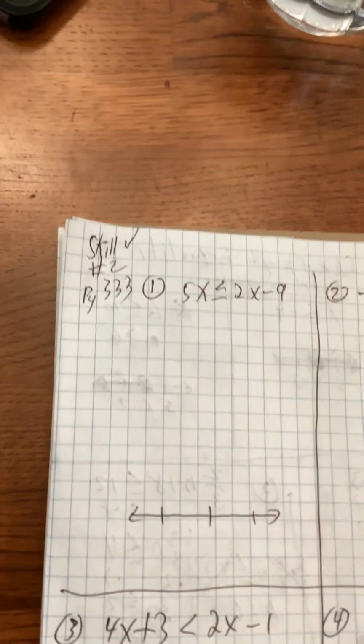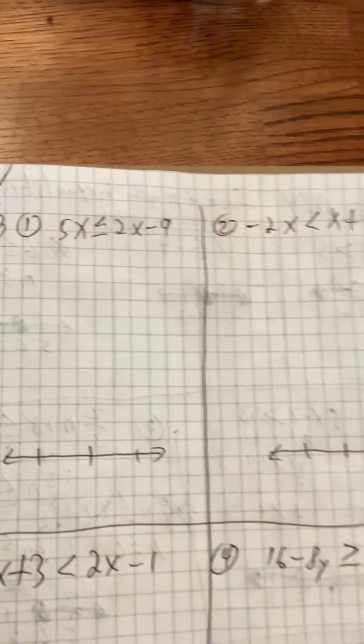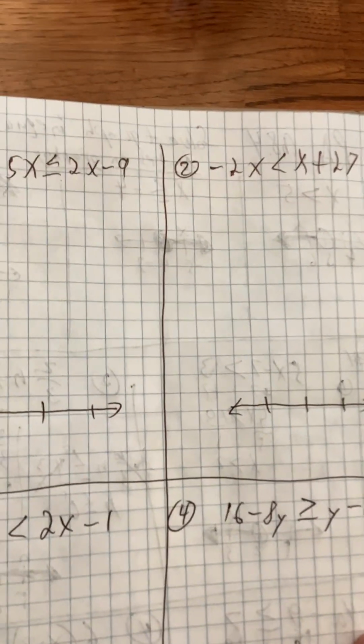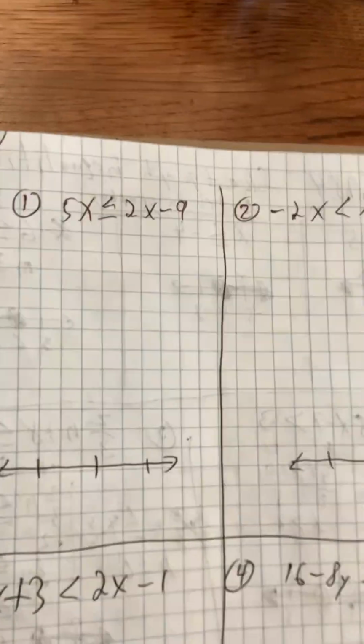And then skill check number 2 on page 333. So I've got them written down. Here you're just solving. We're not going to graph, all right? Oh no, I guess I am graphing. I'm going to graph anyways. Don't have to.